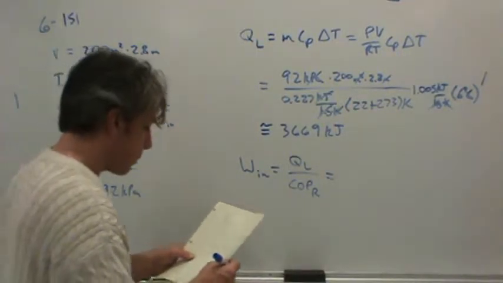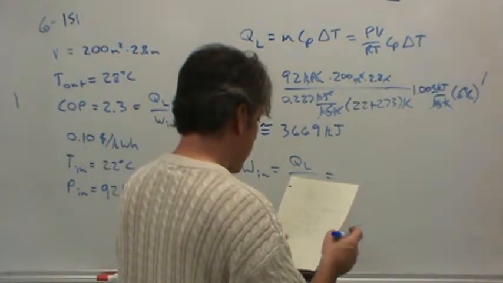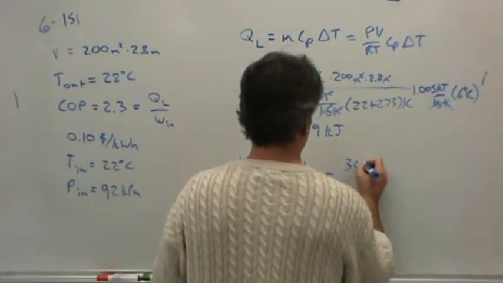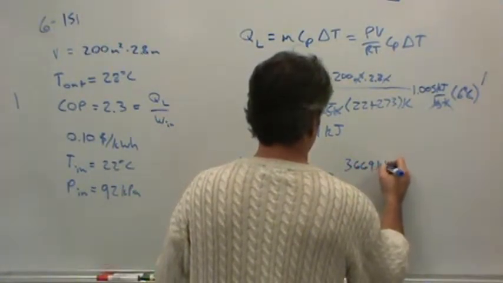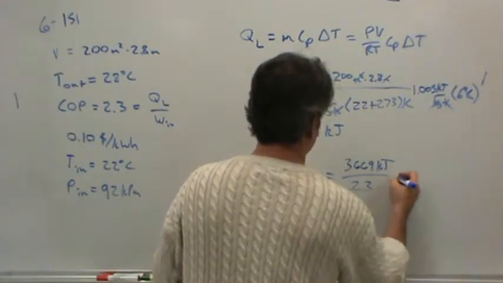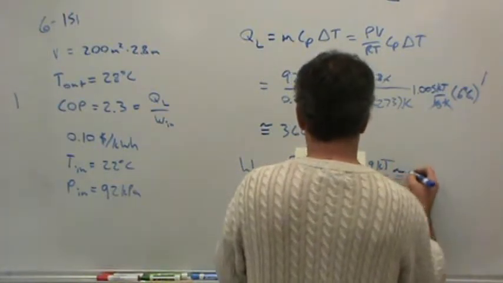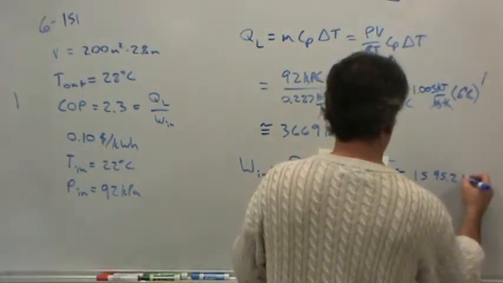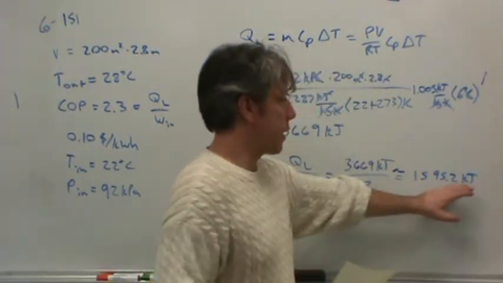But anyway, so let's continue. So if we plug this in, 3669 kilojoules, coefficient of performance 2.3, then we have to pay for about 1,595.2 kilojoules worth of electricity.